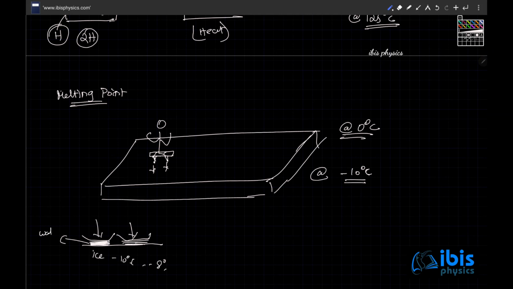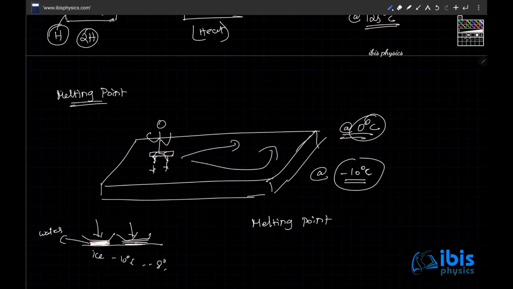Hence this water acts as a lubricant so that they are able to move or glide faster on the ice floor. So what do we come to understand from this? The melting point decreases, because not at 0 degrees Celsius, even at negative temperatures, ice melts. So the melting point decreases when the pressure increases.